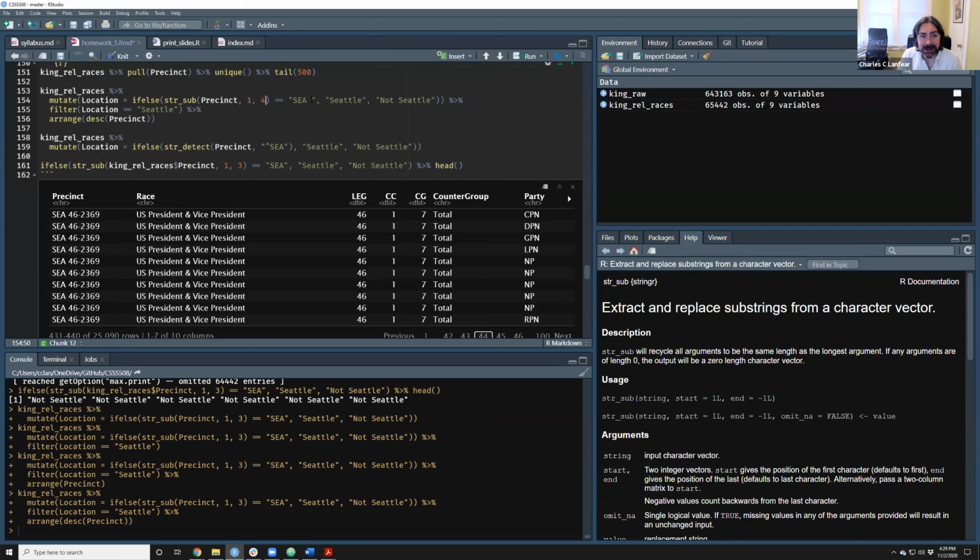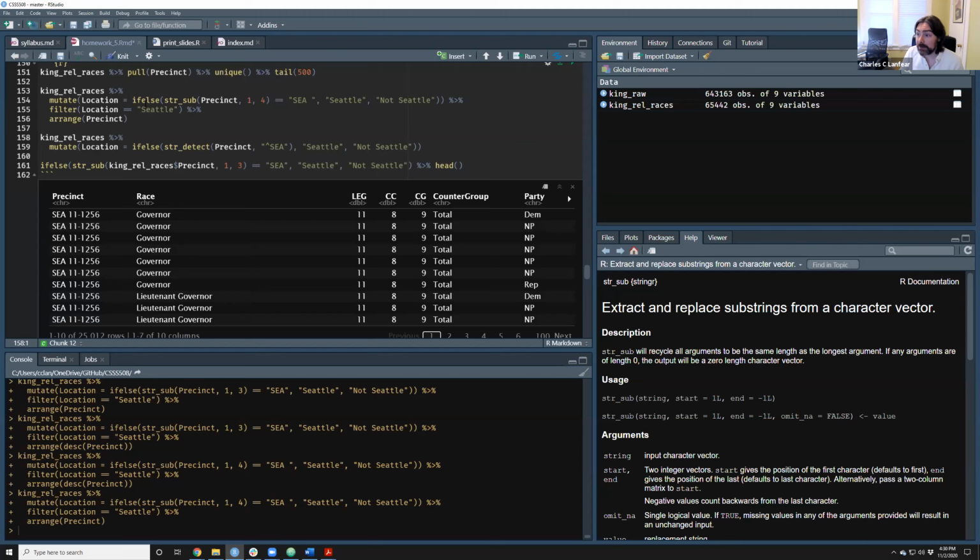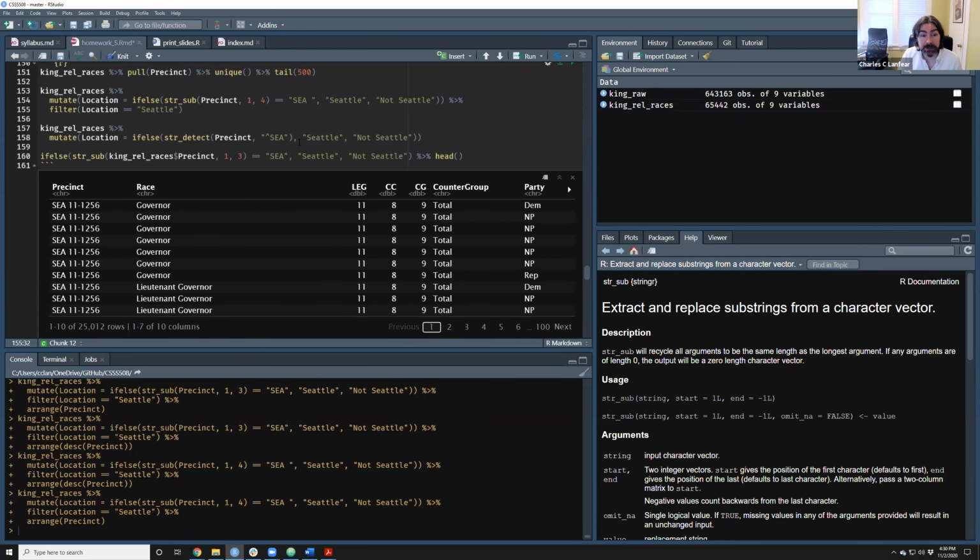to SEA space. If I do this now, we'll see we have at the bottom only SEA precincts, and at the top, only SEA precincts. We've gotten exactly what we want. I could also do the exact same thing for the string detect version. Just by adding the space there will give us the exact same result. This says look for anything that begins with SEA space. You get the same result.